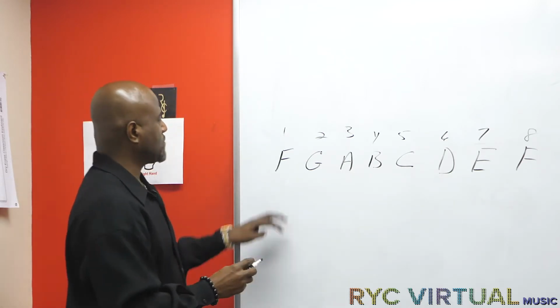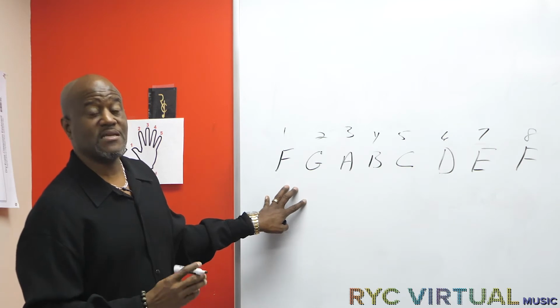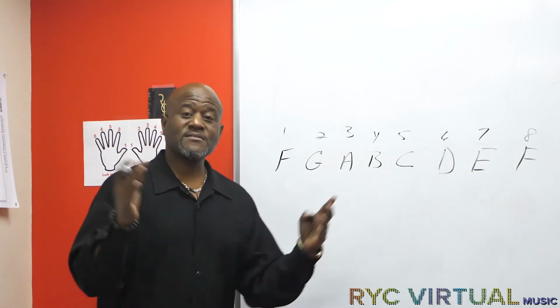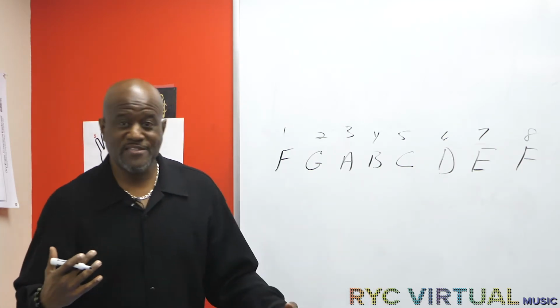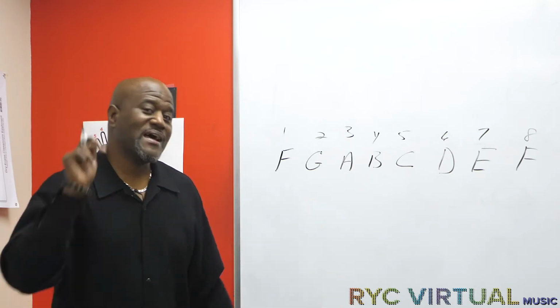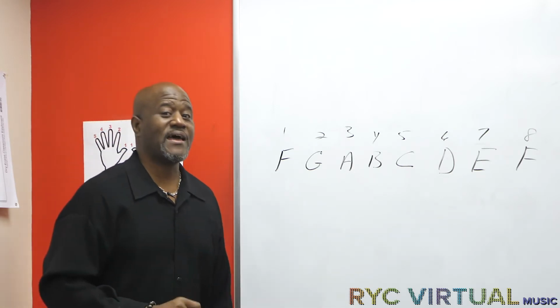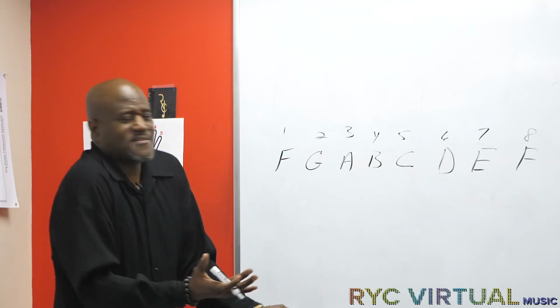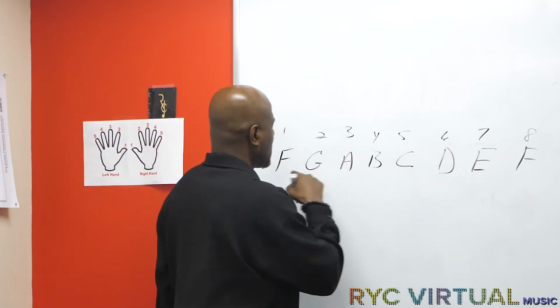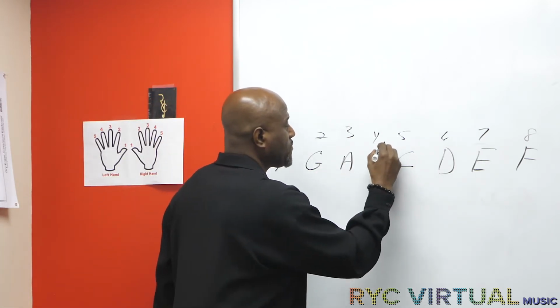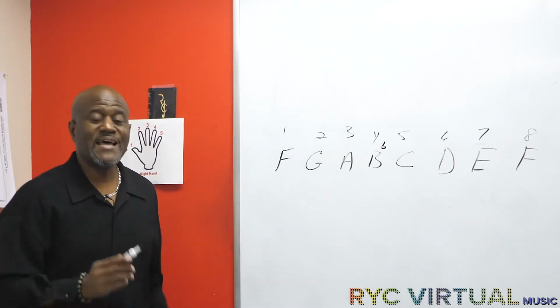So now, are there any sharps or any flats in the key of F? Anybody out there know the answer? I wish I could hear you speak back to me, but I can't. But I know someone out there said B flat. Yeah, I feel it. You're right. So I go to F, G, A, B flat. So what does that mean, Mr.